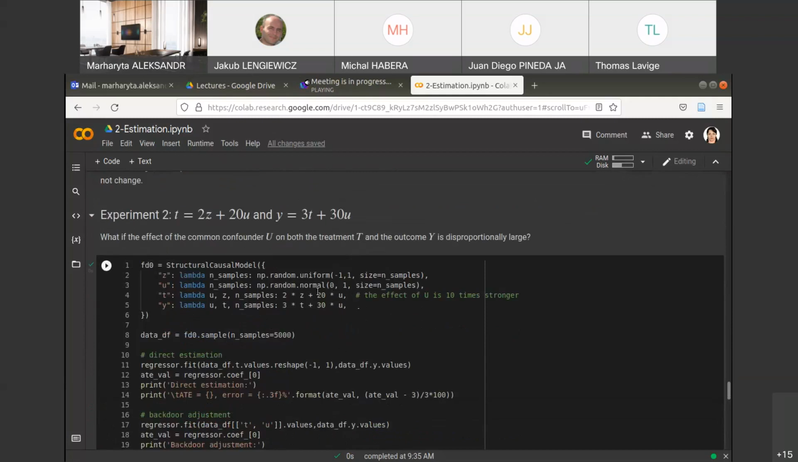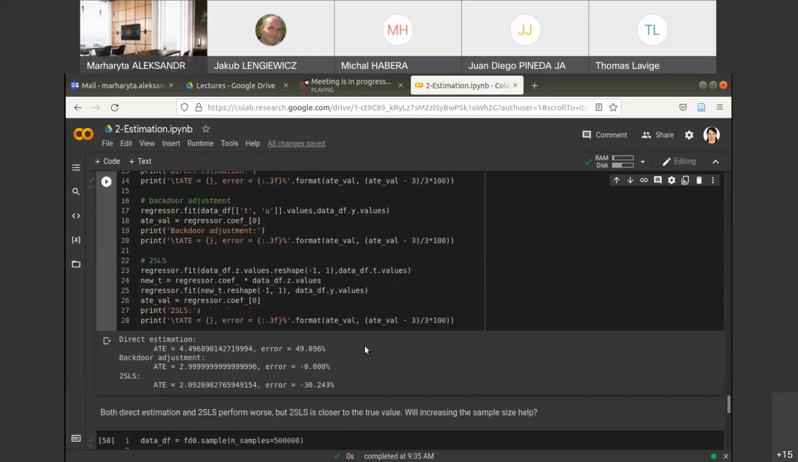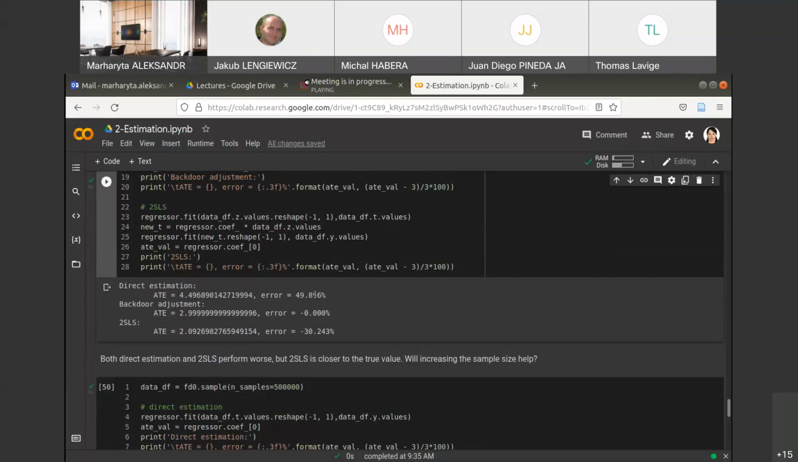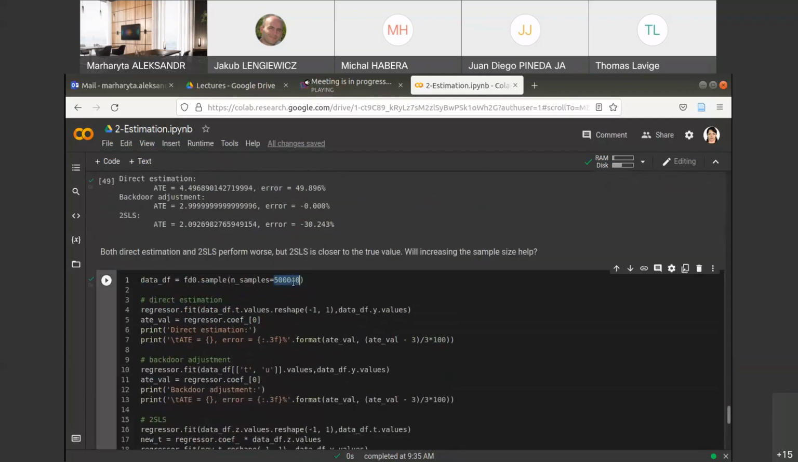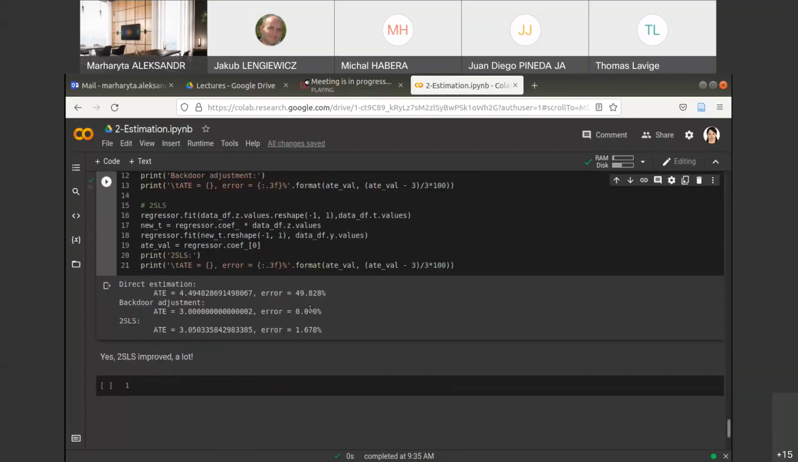And the last case that I will present here is when the common confounder has a much stronger effect on both the treatment and the outcome. And here again, we can see that naive estimation doesn't work. Backdoor adjustment works perfectly. Our two-stage least squares now doesn't work well. So the instrument is weak. But again, the same solution: by increasing the sample size, we obtain the situation where the two-stage least squares starts behaving better, but nothing changes with the wrong naive estimation.